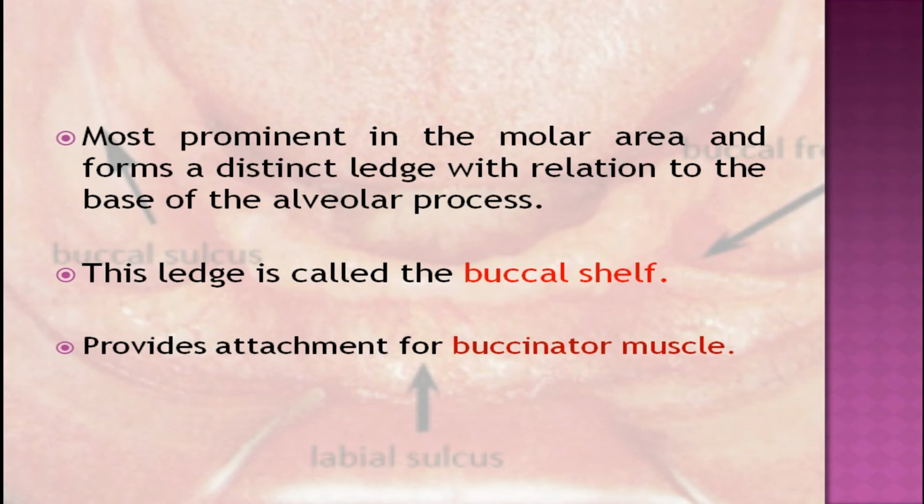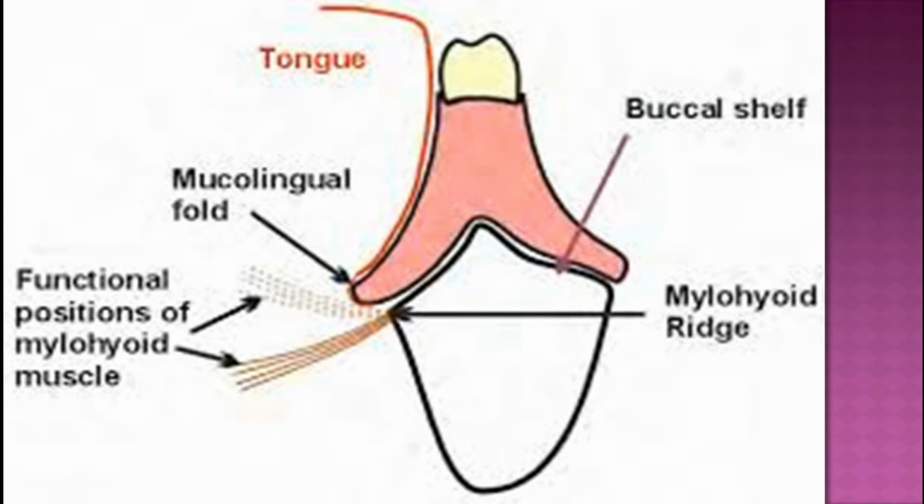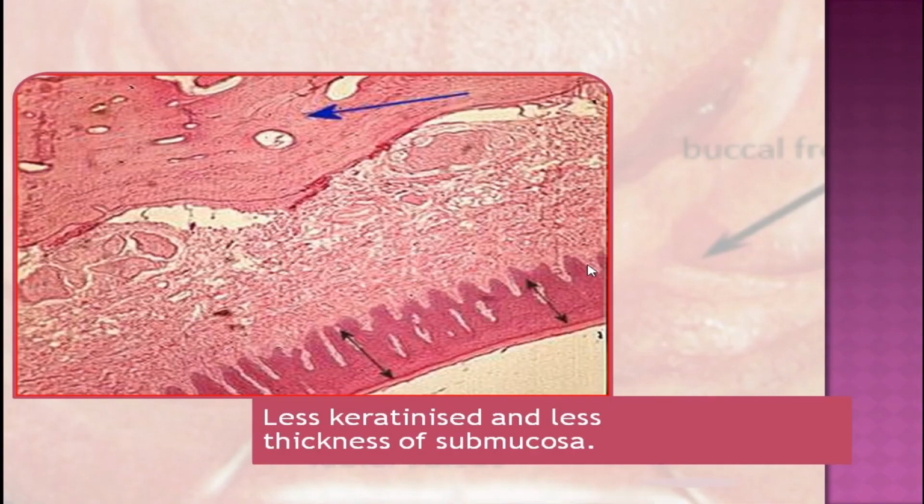Clinical significance. It is recorded as a broad, flat area extending from the external oblique line to the beginning of the slope of the residual ridge. The external oblique ridge appears as a slight groove. Microscopic structure. The mucous membrane covering the buccal shelf area is more loosely attached and less keratinized than the mucous membrane covering the residual alveolar ridge. It may not be as suitable histologically to provide the primary support for the denture as the mucous membrane overlying the crest of the ridge.